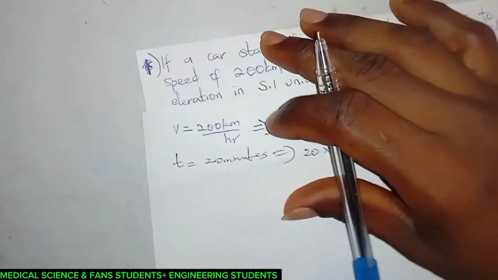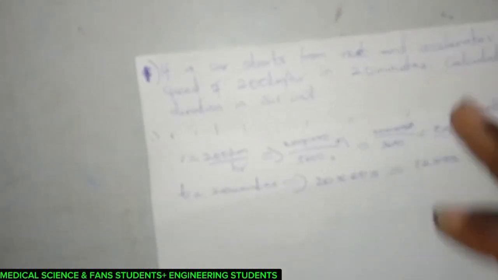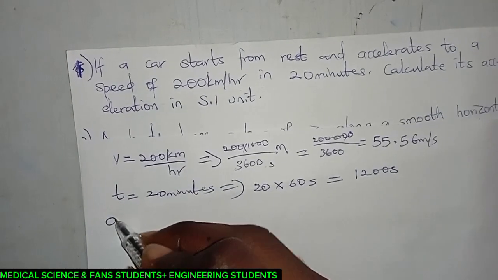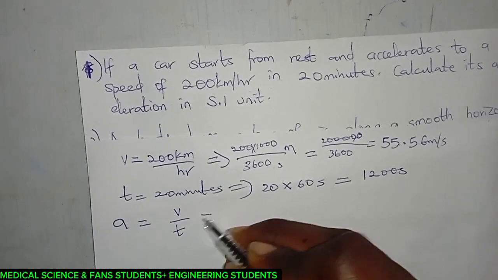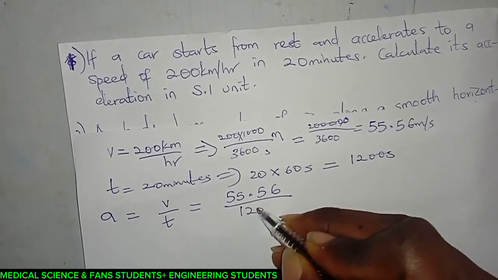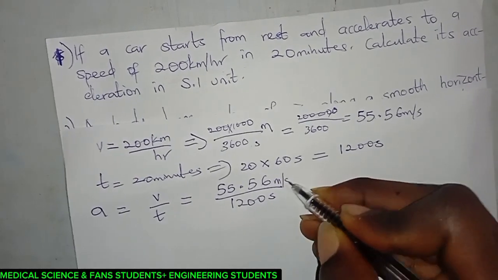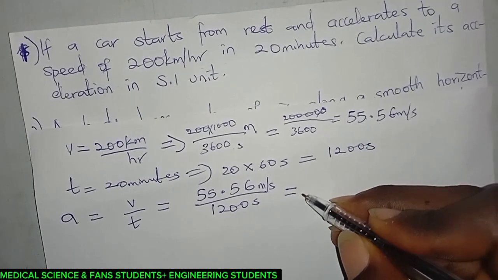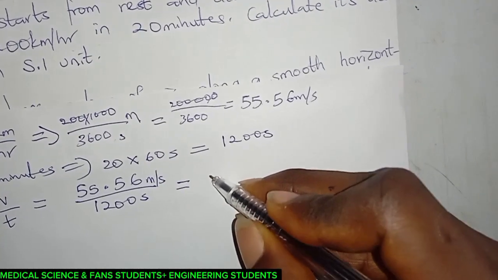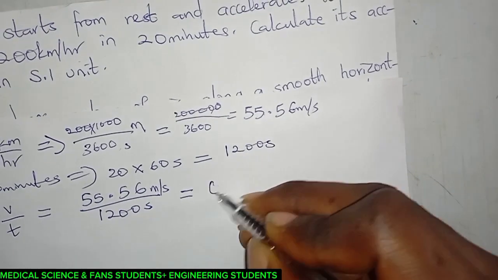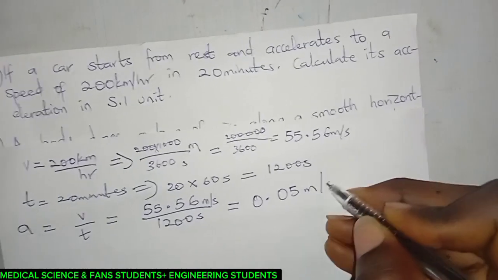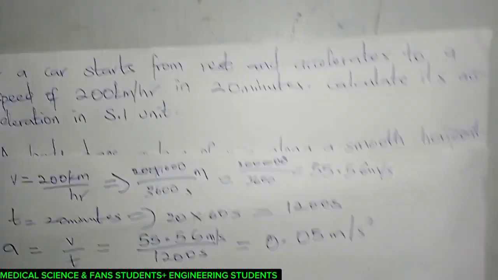So I'm still in question 1. That means that to find the acceleration, like they said we should find the acceleration, acceleration is equal to v over t, and we have v now to be 5.56, and we have time to be 1200 seconds. So this will give us 0.05 meters per second squared. Yes, I should be correct.